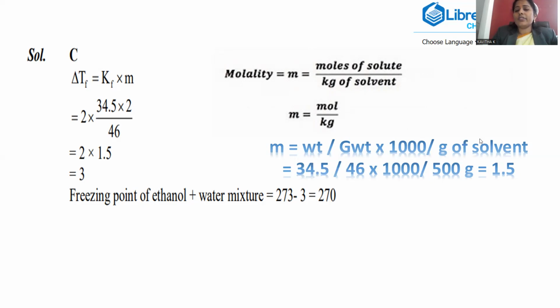How much water are we going to add? 500 grams of water. So 34.5 by 46 into 1000 by 500, which is nothing but 2 only. So 34.5 by 46 into 2, you can directly write like this. The entire value will become 1.5. So that you got 1.5.